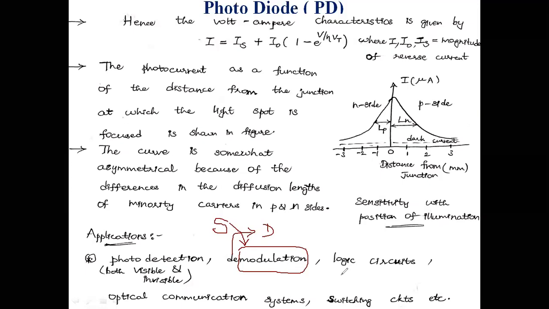These photodetectors are going to be used in logical circuits. These photodiode detectors may work in both visible and non-visible states. These are going to be used in optical fiber communication systems, switching circuits, etc. This is about the PN photodiode.